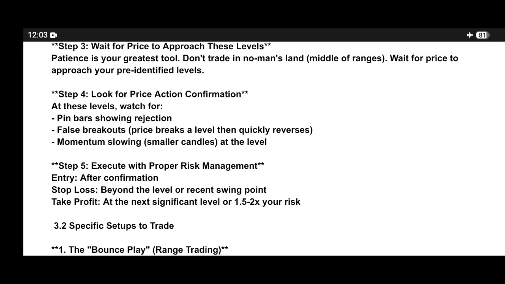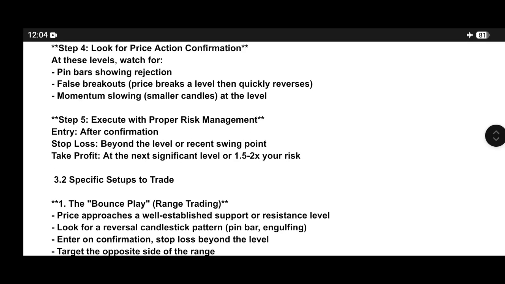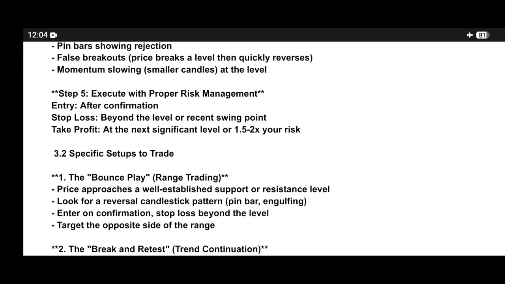Then step 5 you need to follow is to execute with proper risk management. It is very, very important. Whenever you are executing any trade, make sure you are executing with proper risk management. Number 1, entry after confirmation. When you enter, whether you are buying or selling, make use of a stop loss. Always place your stop loss beyond the level of recent swing points. Do you get my point?